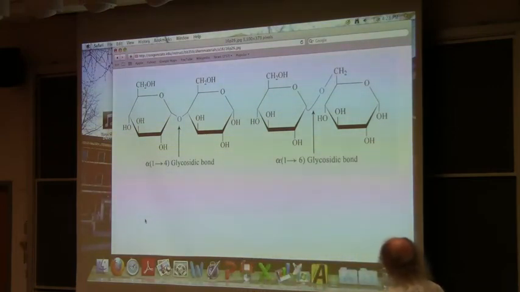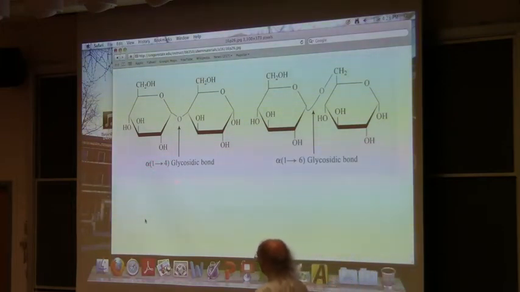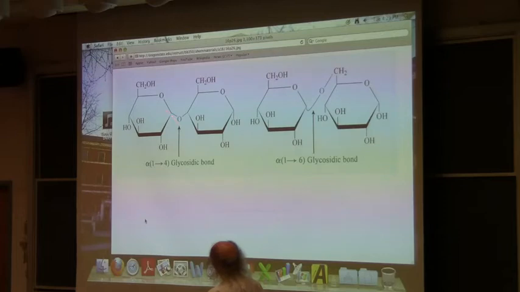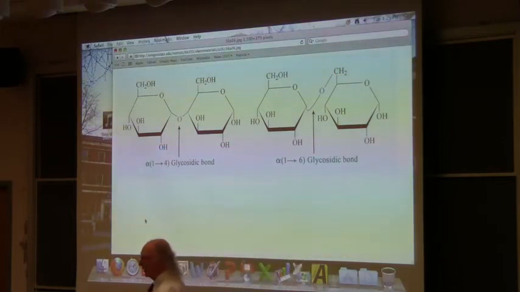Okay? This has what's called an alpha-1,4 glycosidic bond. Alpha meaning this O of the OH went down, and it linked to carbon number 4's OH over here and made that bond. Here is an alpha-1,6. It went here and then linked to the carbon number 6 up there.